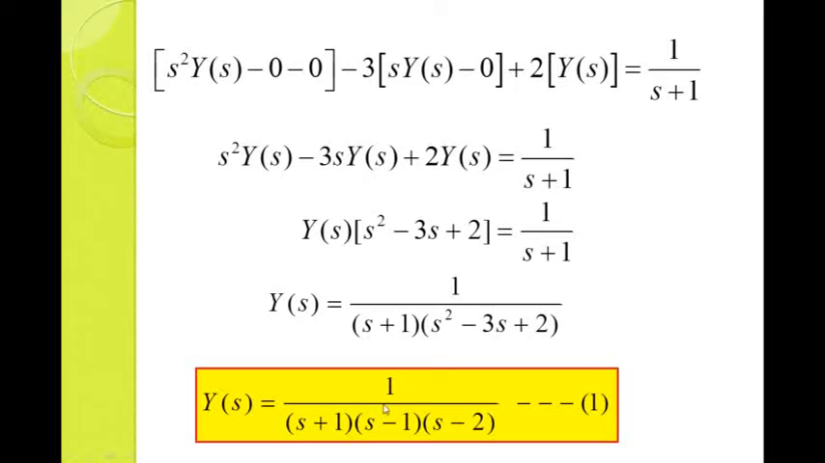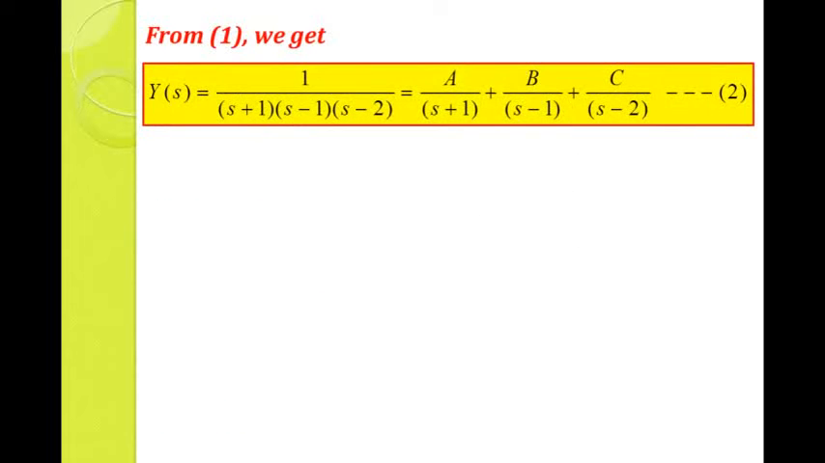Why are we using the partial fraction method? Actually, for inverse Laplace transform, we have the formula when the denominator term is a single factor. But here the denominator is more than a single factor, so we are unable to use inverse Laplace transform directly. So using the partial fraction method, I am going to split the term. Okay. So from equation 1, we can write Y of s equal to A by s plus 1 plus B by s minus 1 plus C by s minus 2. So we consider this as equation 2.